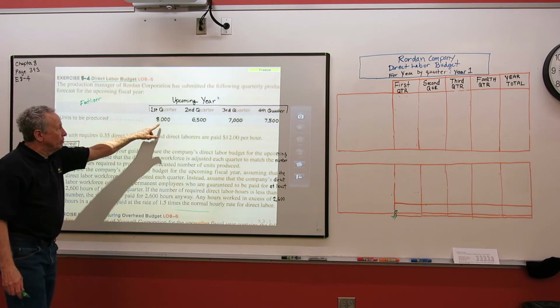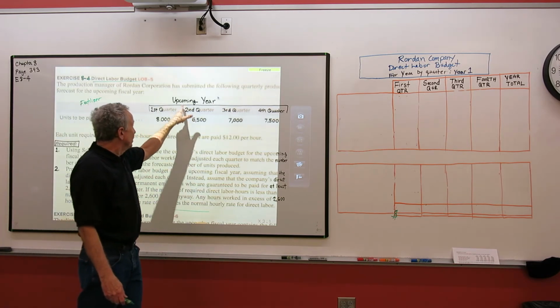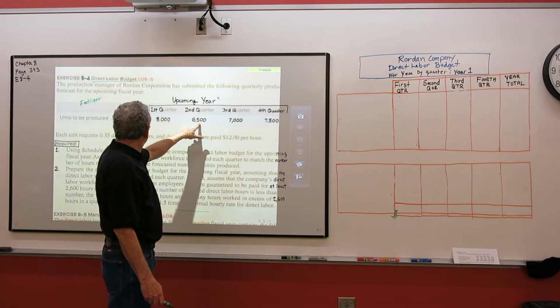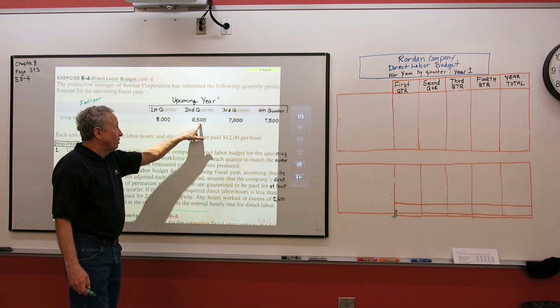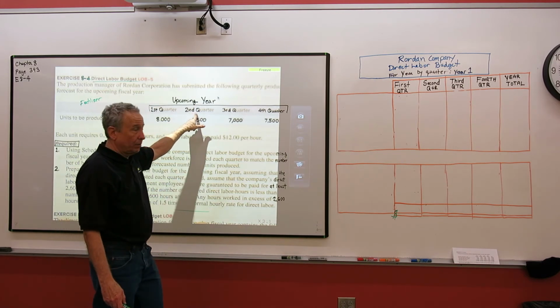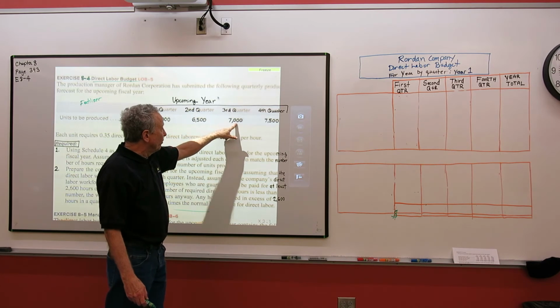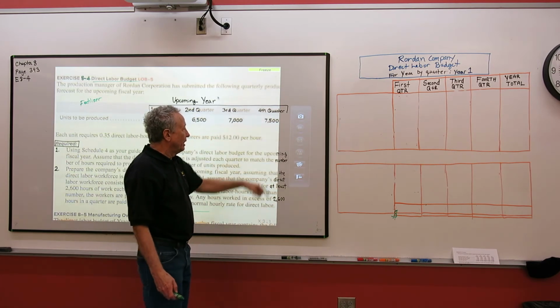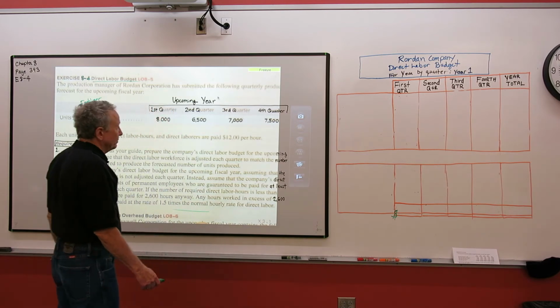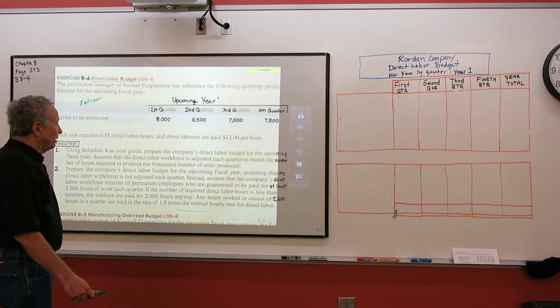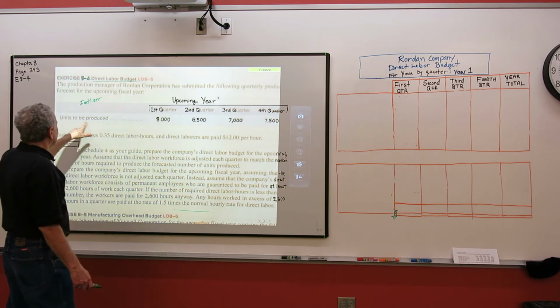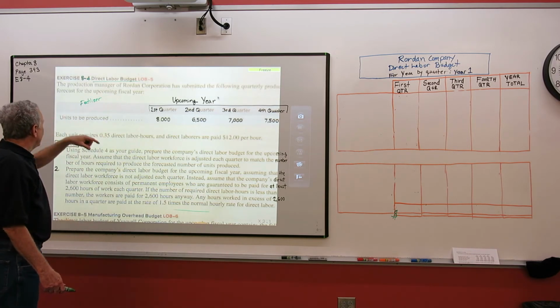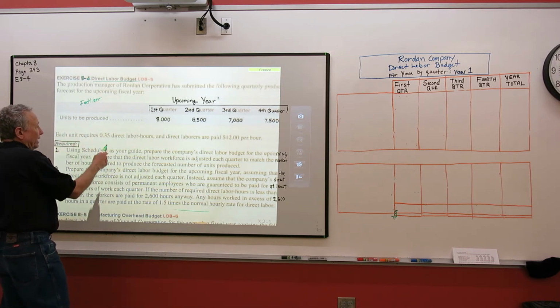They're going to do 8,000 bags of fertilizer in the first quarter. This is a budget for the upcoming year. They think that they're going to produce 6,500 bags in the second quarter. I guess that's kind of the middle of the summer. Third quarter, fall, they make more. And fourth quarter, 7,500. I have no idea why they need that much fertilizer in the winter, but I just made that up, so it doesn't really make sense. Anyway, units to be produced. We've got that, but they want us to go ahead and do a labor budget.